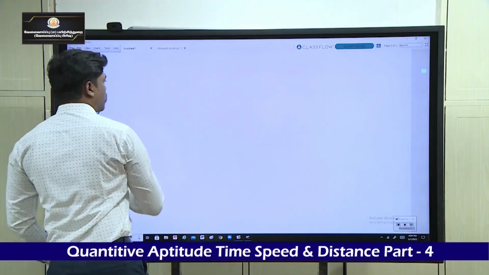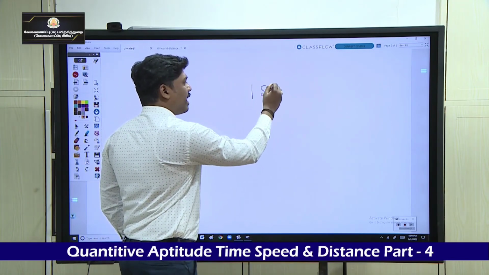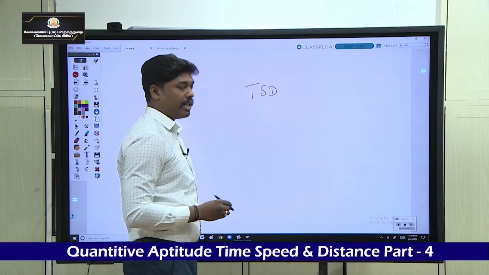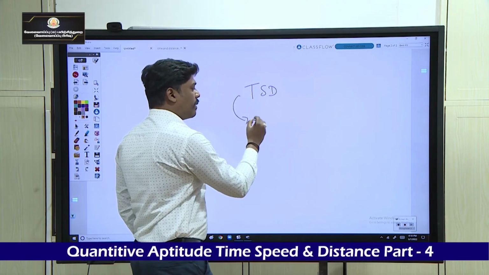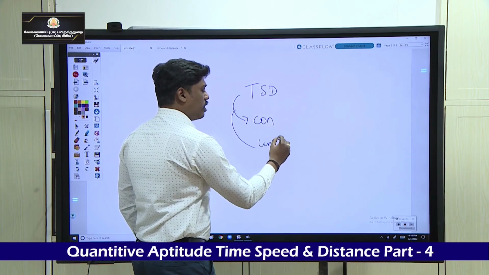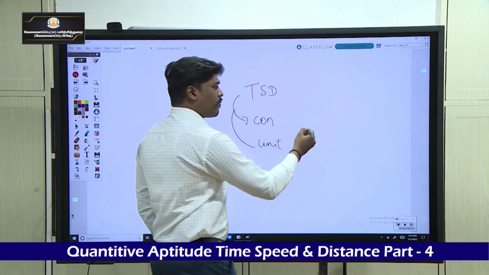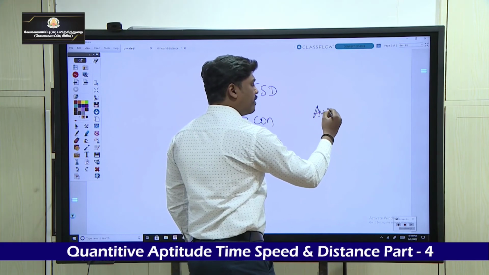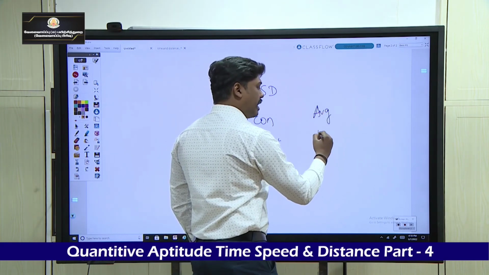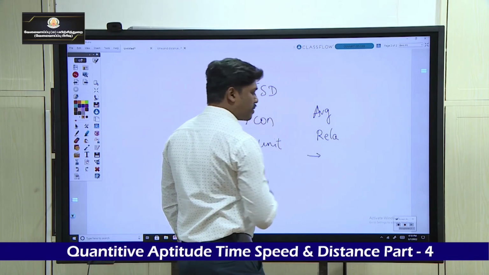So what we saw in today's class, we saw the formula for time, speed and distance. And then we saw how to convert them, and what are the units for time, speed, distance. And then we saw the average speed and relative speed, and we saw some basic problems.